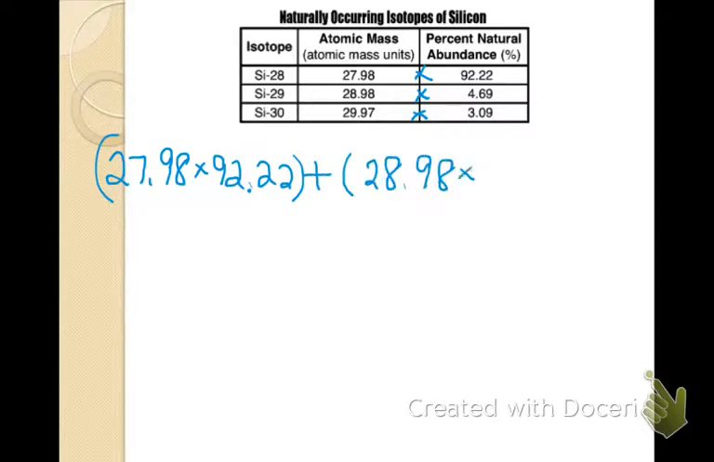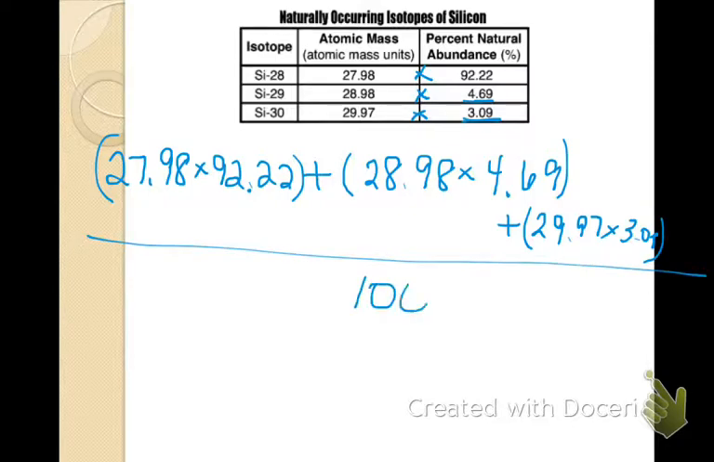28.98 times the 4.69, and I'm running out of space here, so I'm going to put it here. Just know that's supposed to continue off to the right. 29.97 times its natural abundance, which is 3.09. Right? I'm going to divide all this by 100 and then solve. The other option was to take the percent and then divide each one of them individually.